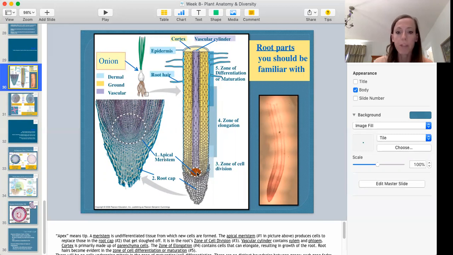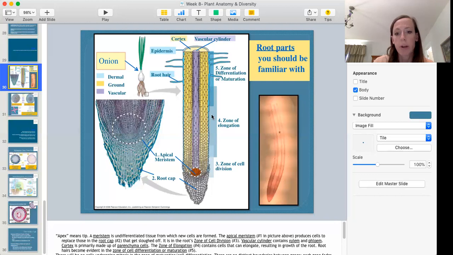Okay, and then as we continue up through the root, behind the apical meristem now, you've got the vascular cylinder in the center, surrounded by cortex. So the vascular cylinder is where we're going to find our xylem and phloem in the root of a monocot, which is what we're looking at here. And then cortex is going to be made up of parenchyma cells, general tissue for the plant. And then on the outside, we've got epidermis.